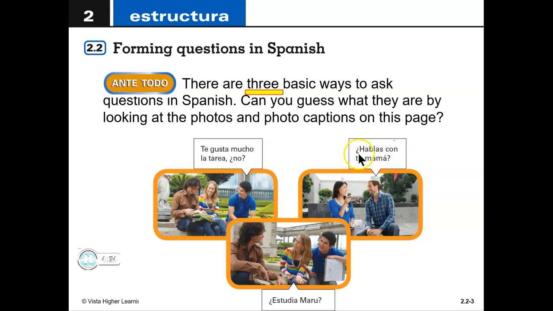The understood tú is missing here, but this could be a declarative sentence. ¿Hablas con tu mamá? So we're going to talk about what makes that into a question. And then finally, ¿estudia Maru? Studies Maru? Man, that one looks really strange. We don't really understand that at all in English. So we'll take a look at the third way to form questions.